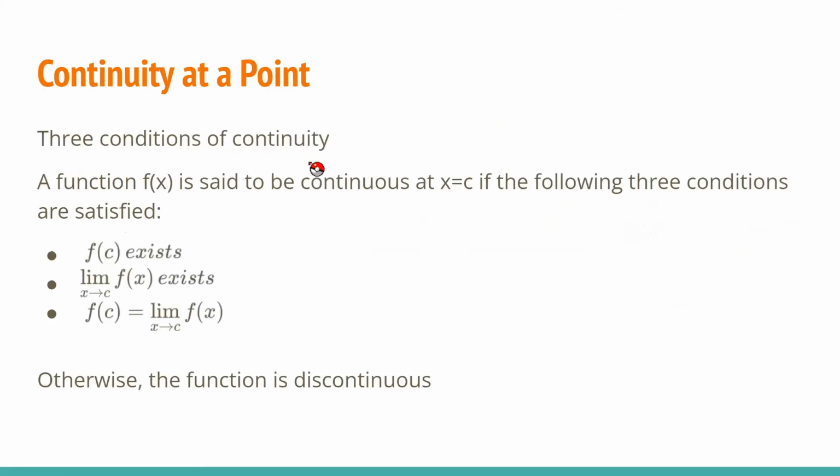There are 3 conditions of continuity at a point. A function f of x is said to be continuous at x equals c if the following 3 conditions are satisfied. The function value at c exists, the limit of f of x as x approaches c exists, and the function value at c equals the limit. Otherwise, the function is discontinuous.